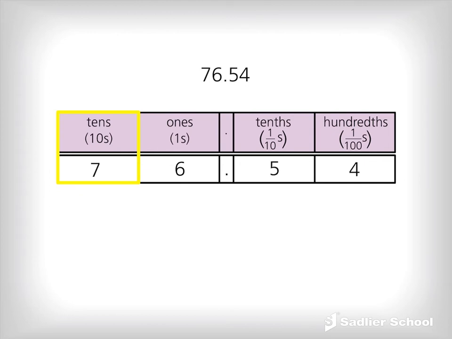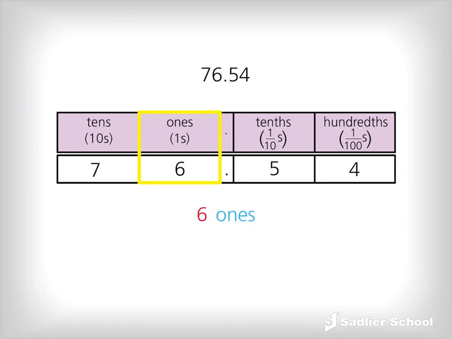The digit 7 is in the tens place. The 7 represents 7 tens. Its value is 7 times 10 or 70. The digit 6 is in the ones place. The 6 represents 6 ones. Its value is 6 times 1 or 6.